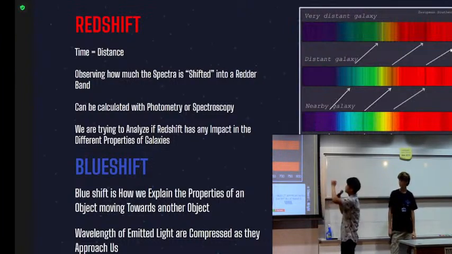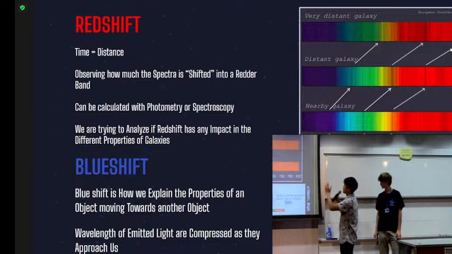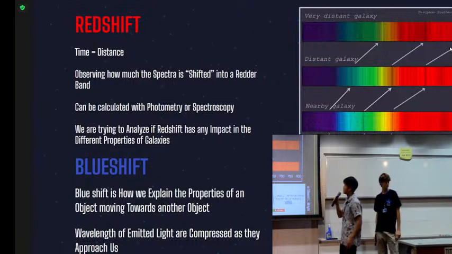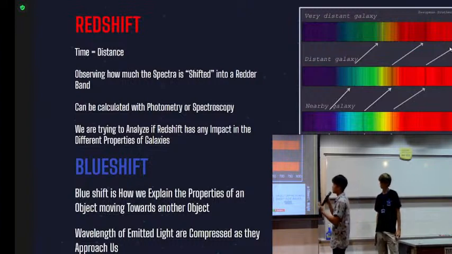Whenever you see a galaxy that is continuously going farther out, these emission lines are spread out into the spectrum, within the red spectrum. This is where the process of redshift occurs. Blueshift is basically showing us how much the wavelength is being compressed, while the red wavelengths for redshift are being elongated.